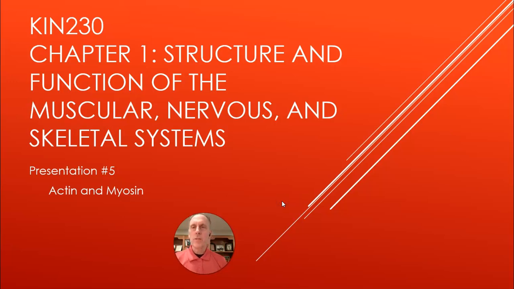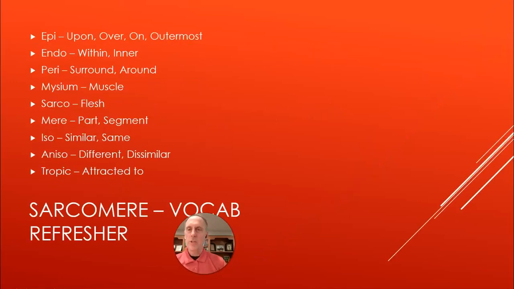Okay, here we go. Kinesiology 230. And we are now into chapter 1, presentation 5. We're going to go back a little bit and talk about actin and myosin, in terms of the actual muscle side of the equation and how the nervous system interacts with the muscle, and get a little bit more in depth here and just expand a little bit on our previous presentation.